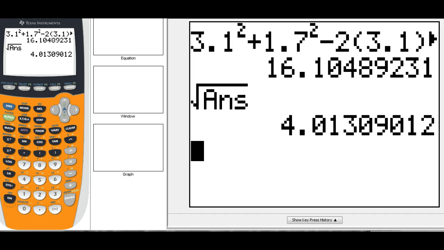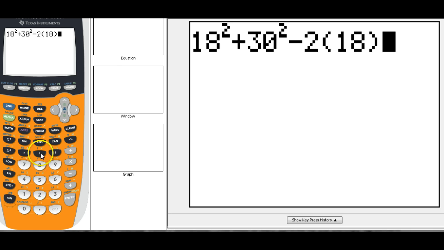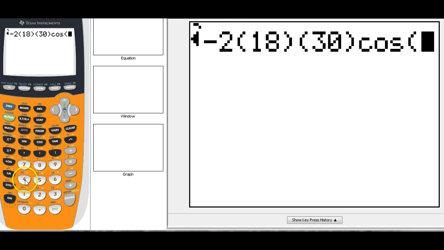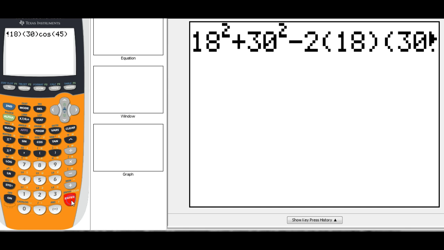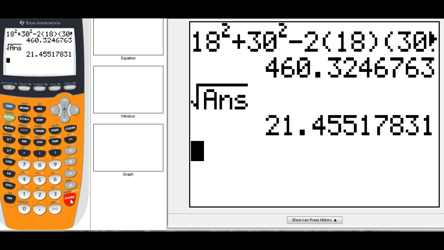So we said that is 18 squared plus 30 squared minus 2 times 18 times 30 times the cosine of 45 degrees. Again, that's the answer for a squared. We want to take the square root of that to find the length of side A, or the distance from Bellevue to Churchville.